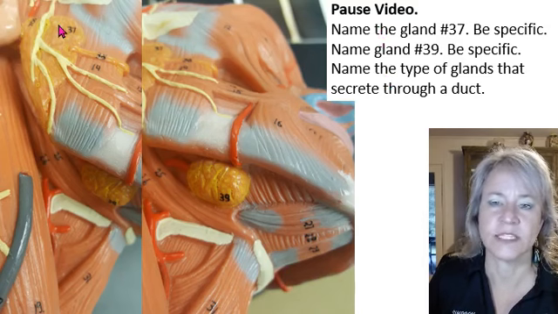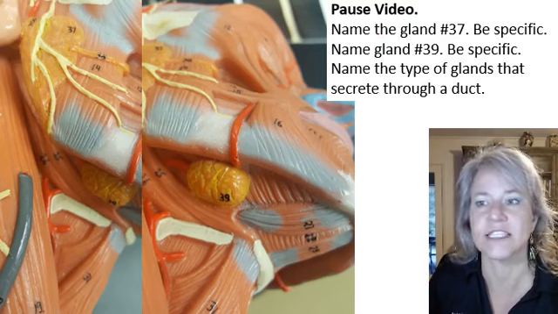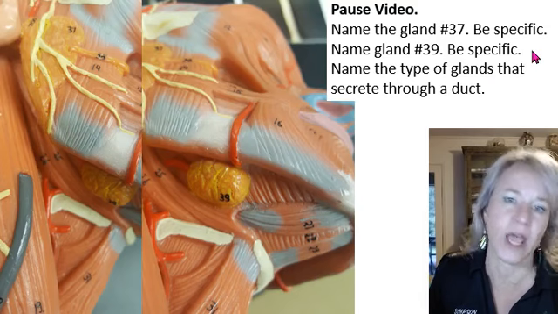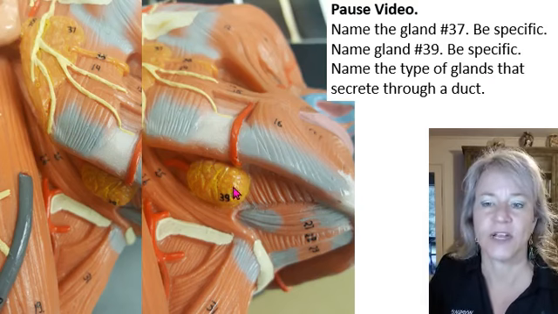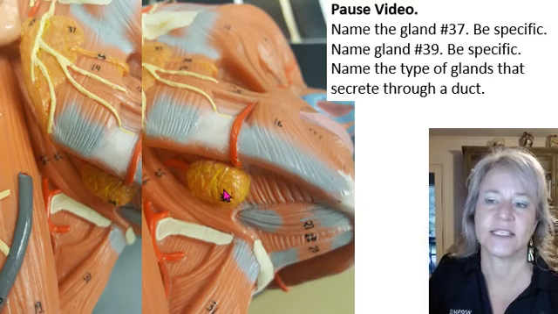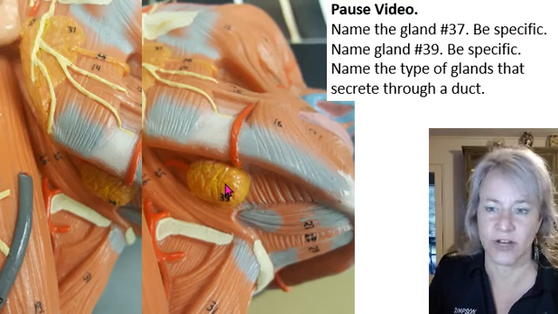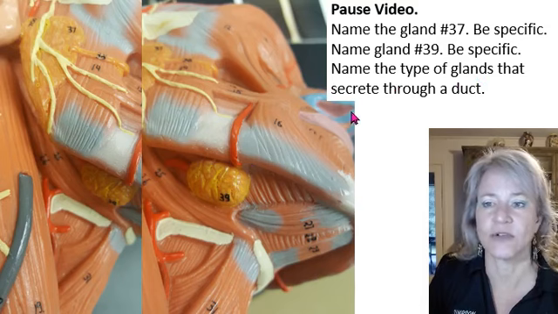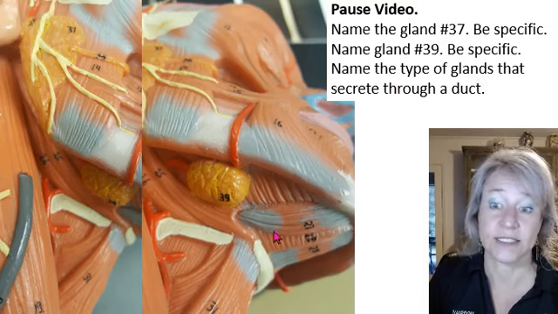So this one, it's going to be parotid salivary gland. If you just said parotid gland, that's not specific enough. Like, you need to tell me the whole name. Don't just say parotid. Say parotid salivary gland. And for 39, you should have said submandibular salivary gland, or you should have said submaxillary salivary gland. And then it says name the type of glands that secrete through a duct. Those are exocrine glands.